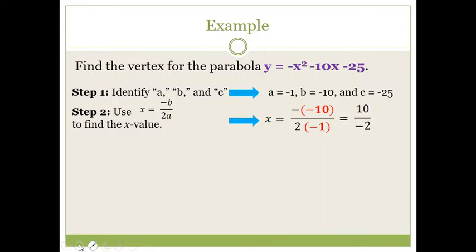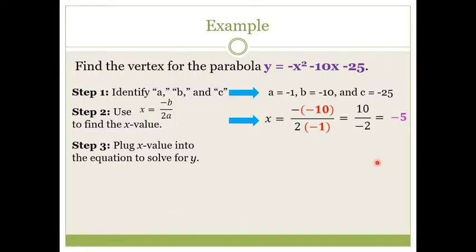The opposite of -10, or you can think of it as -1 times -10, is +10. 2 times -1 is -2. So we have 10 divided by -2, which is -5. So we know now that the x-coordinate of the vertex is at -5, but we don't know what the y value is. So now we need to plug this value for x back into our equation and then figure out the y that's associated with it.